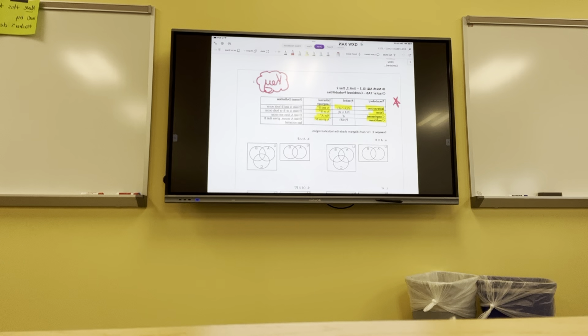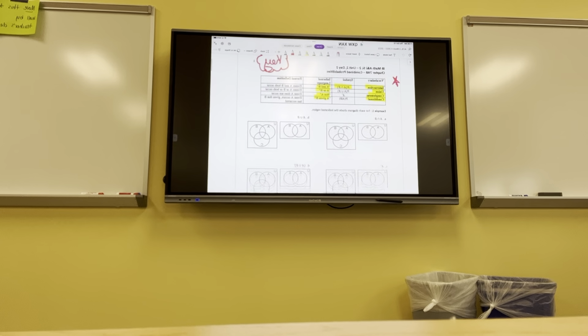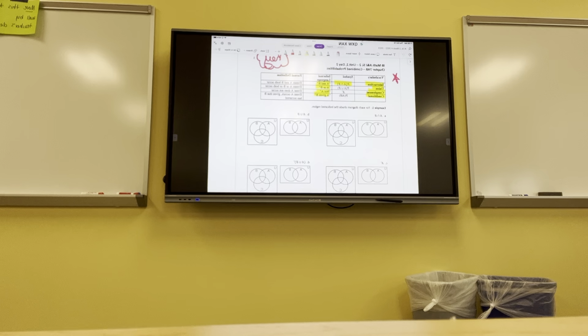So we're going to look at shading-wise what that means. A intersect B means this. If you like colored pencils, now's a good colored pencil day. Also, A intersect B, here is all of this. So I would say this is still A and B. It just includes C as well.